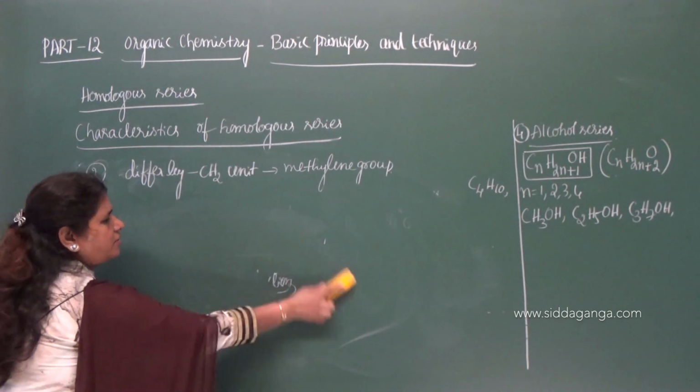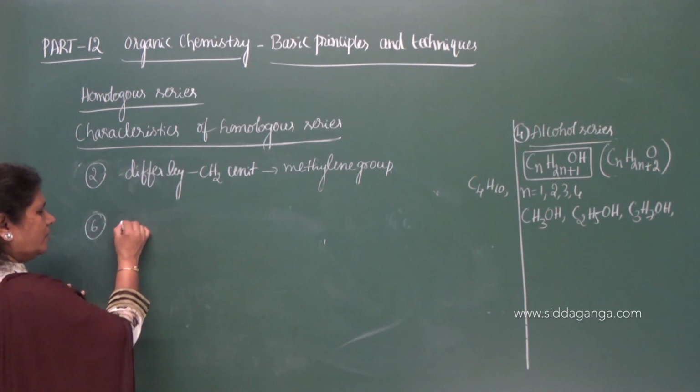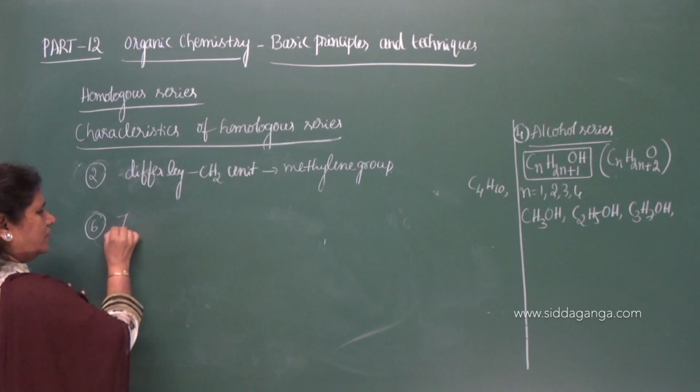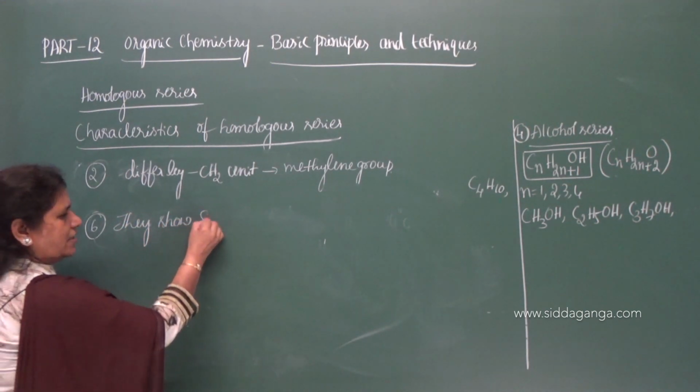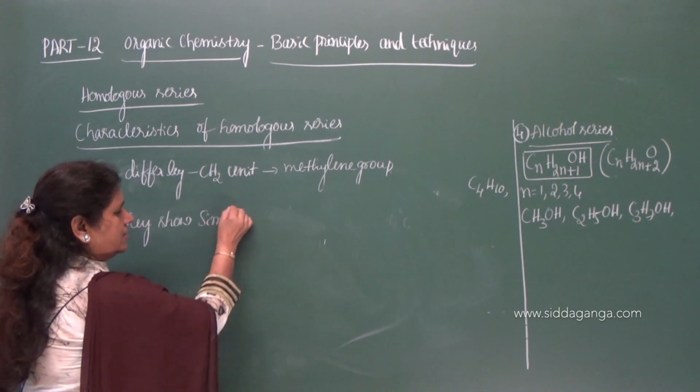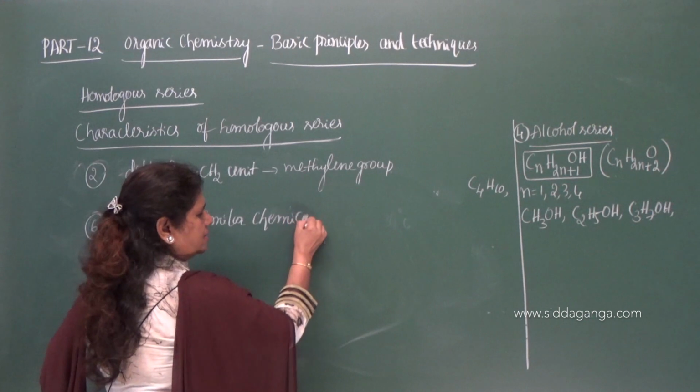What is the last property of a homologous series? They show similar chemical properties.